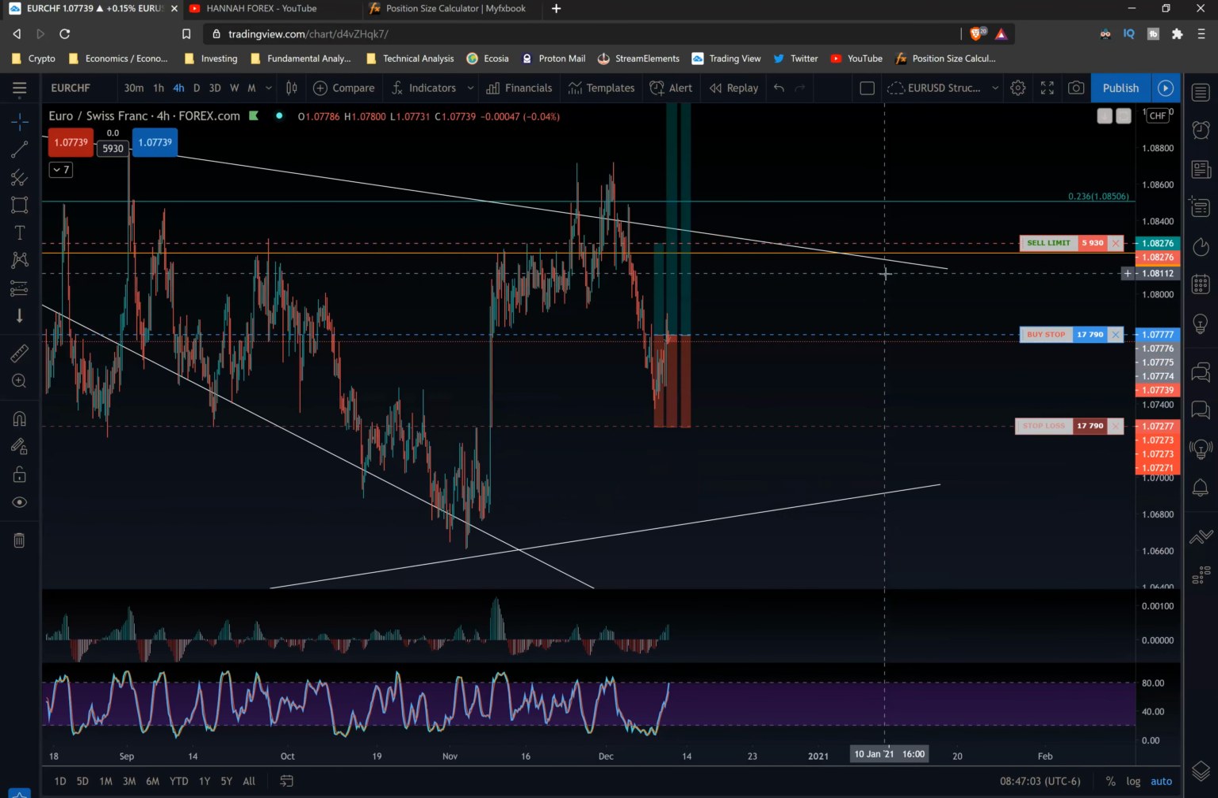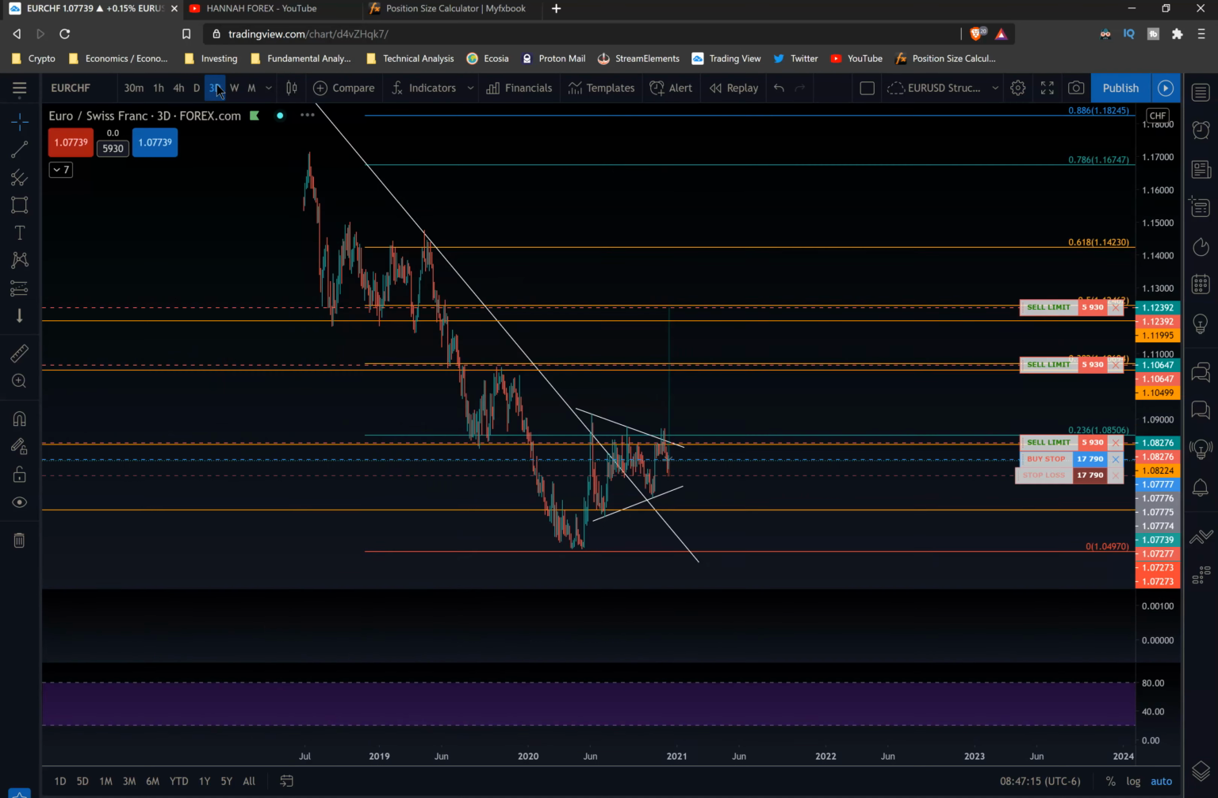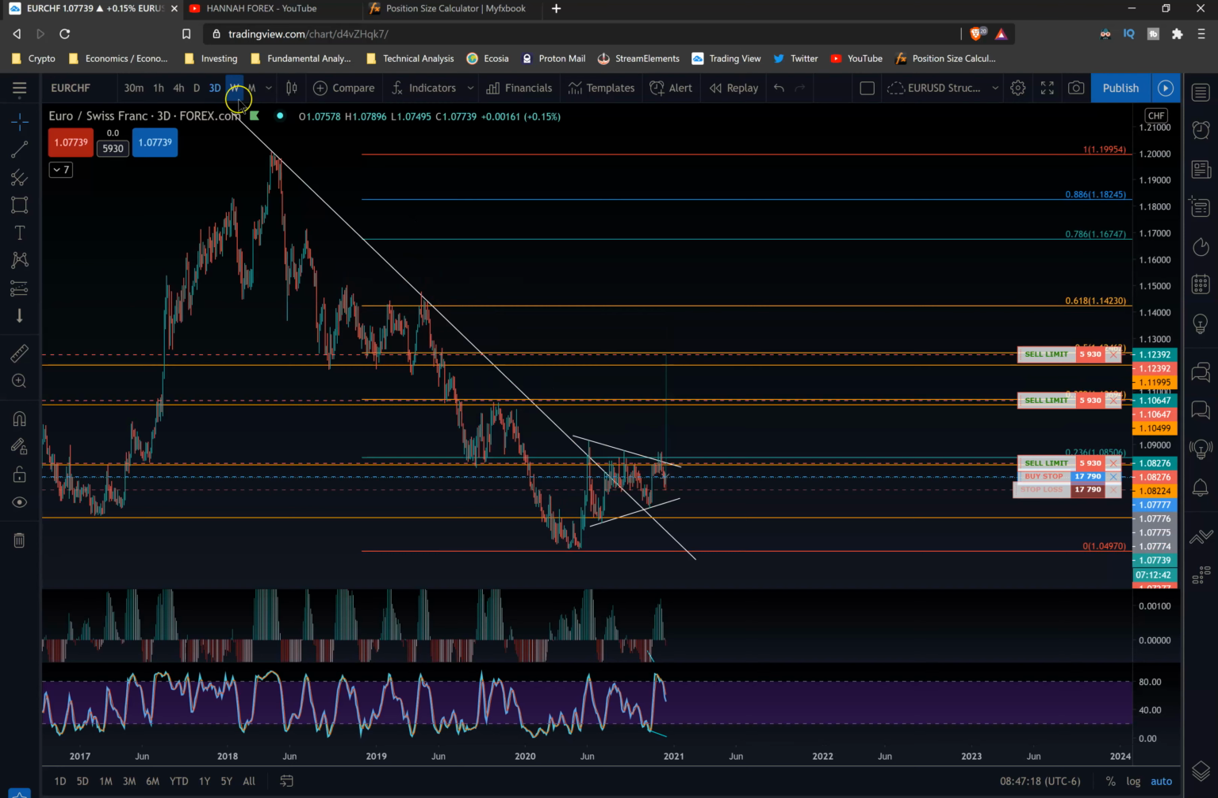Let's go back to the Euro Swiss franc. We're on the 4-hour chart. Let's go to a 3-day so you all can see the wider structure. I like these chart patterns right here, where you have a sharp decline and you see price starting to rebound.